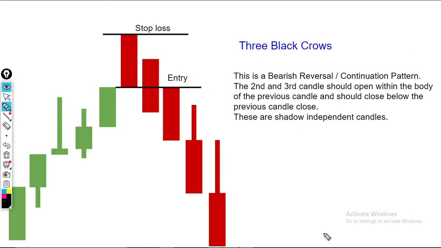This is a three black crows pattern. This is a bearish reversal or continuation pattern. What happens here? After the formation of the first candle, the second candle should open inside the body of the first candle and should close below the low of the first candle. The third candle should open inside the body of the second candle and should close below the low of the second candle. We can enter as soon as the low of the first candle is broken, and we can keep our stop loss above the first candle's high.